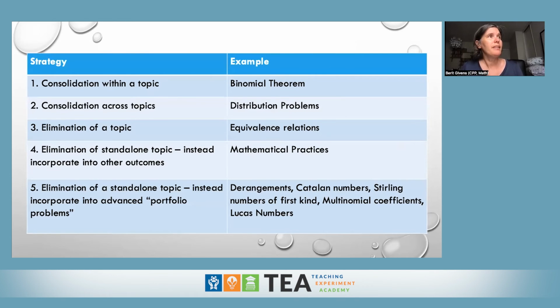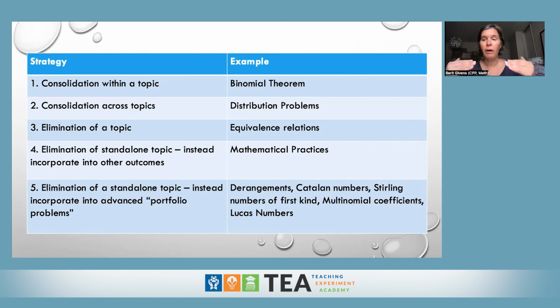The final strategy that I don't have a slide for exactly was strategy 4. I eliminated some things as standalone topics and instead just incorporated them throughout the class. And those in particular were some mathematical practice topics. So things like being able to explain their answers using complete sentences and full justifications. I eventually realized that I didn't need that to be its own objective.